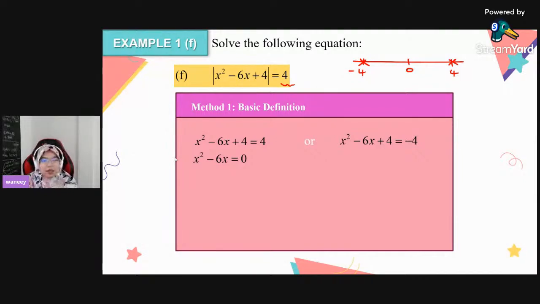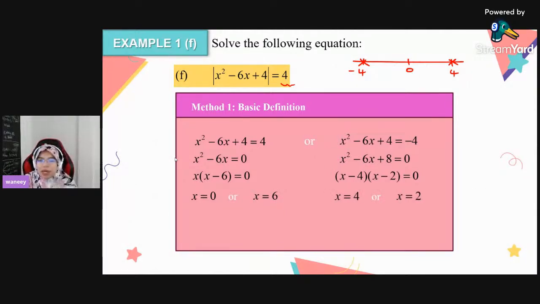So this is x squared minus 6x equal to 0. I do see a common factor where I can actually factorize out the x. So I got x times x minus 6 equal to 0. So x equal to 0 or x equal to 6. And then x squared minus 6x plus 4 equal to negative 4. Bring everything to the left hand side. x squared minus 6x plus 8 equal to 0. Factorize them completely. So x minus 4, x minus 2 equal to 0. So x equal to 4 or x equal to 2.